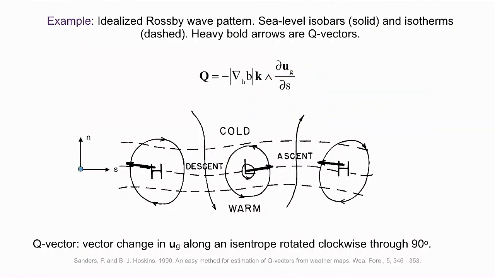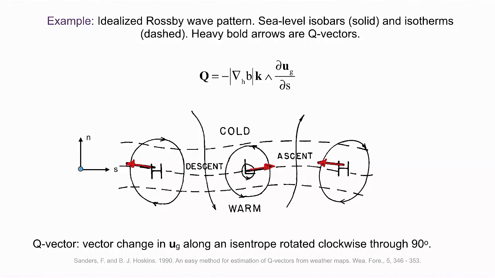Next one, Rossby waves. Where would I expect the vertical motion? This is rhetorical. Where would I expect the vertical motion in a Rossby wave? So here I have a sequence of highs and lows. Well, let's use our rule. The Q vector is calculated as the change in UG along an isentrope rotated clockwise through 90 degrees. So now these solid arrows are the Q vectors. And I'm going to just draw them here then to tell you how I got them.